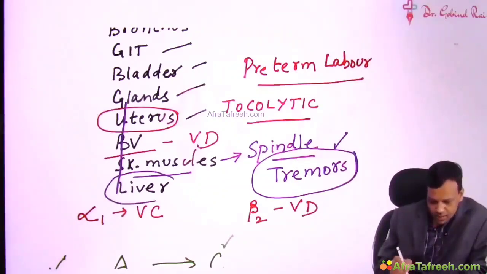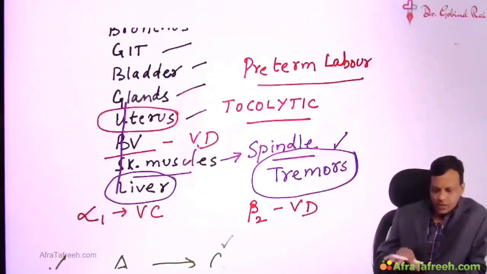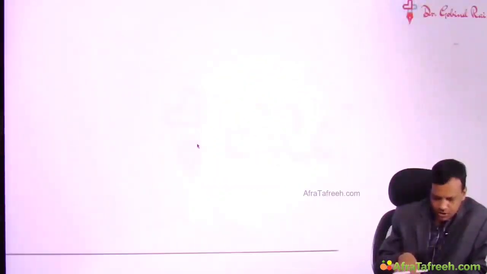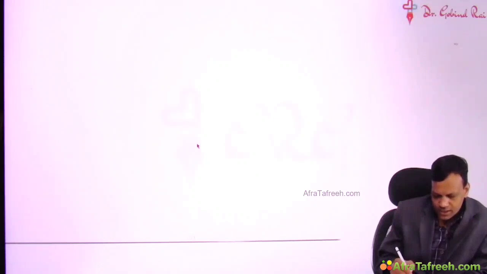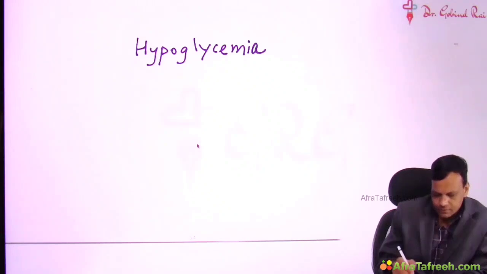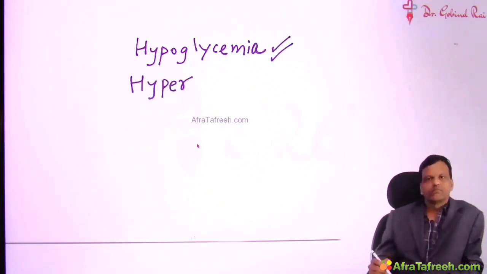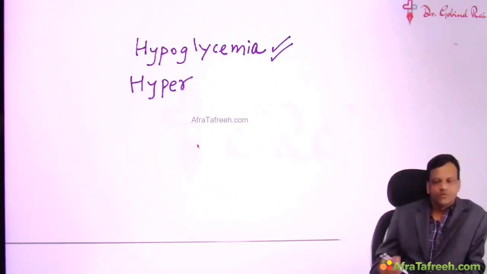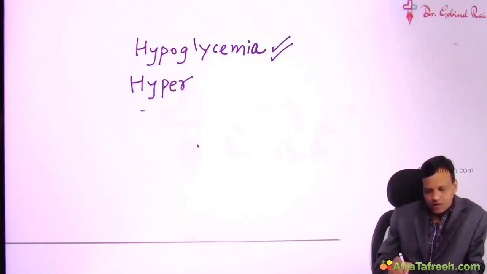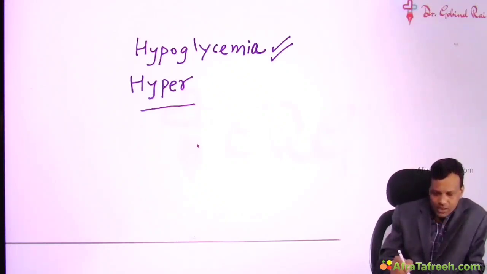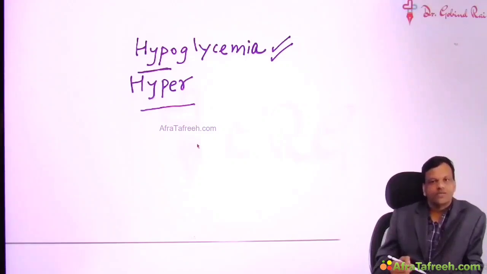Now lastly, there is presence of beta 2 in the liver. Before discussing the action of beta 2 in the liver, we need to answer some important questions. Which is more dangerous, hypoglycemia or hyperglycemia? Obviously, hypoglycemia is more dangerous. Hyperglycemia means diabetes. You must have seen many diabetic patients who have uncontrolled blood sugar and they do not develop problems for many years. But hypoglycemia, if it is present for just 1 minute, the person will go into coma. So hypoglycemia is an emergency.